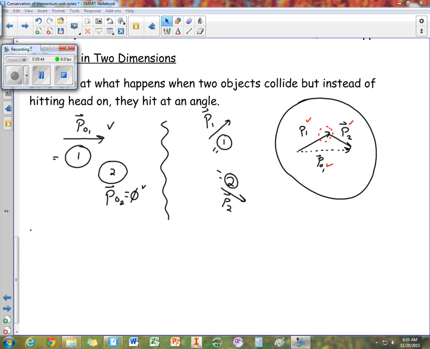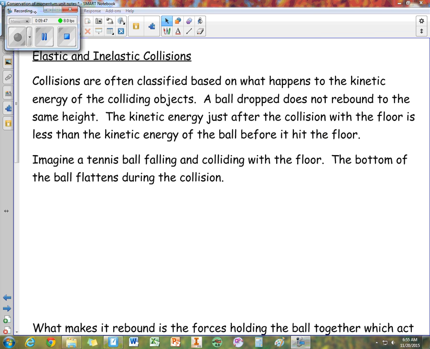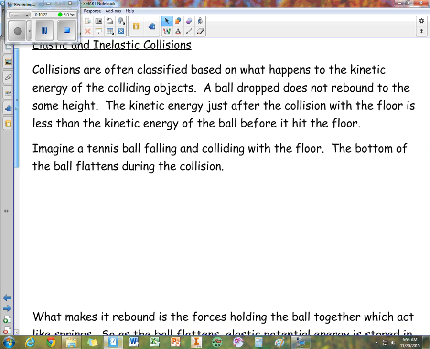Moving on with collisions, we can start to talk about how to classify them. Basically, the way we classify a collision is on what happens to the kinetic energy of the colliding objects. You may have noticed when you drop a ball, it does not rebound to the same height. That means the kinetic energy just after colliding with the floor must be less than the kinetic energy before it hit the floor. So let's draw this out and get some pictures here.